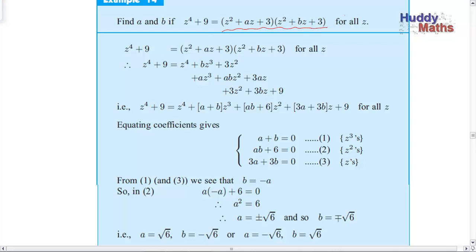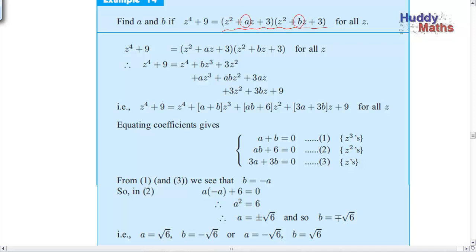Okay, z to the fourth plus 9. Notice there's another way of doing this, isn't there? You could actually write that as factors using the zeros, z to the fourth plus 9 equals 0, which is z to the fourth equals neg 9, and try to do something there. But another way of doing it is to say, well, let's construct a pair of quadratics with undetermined coefficients.